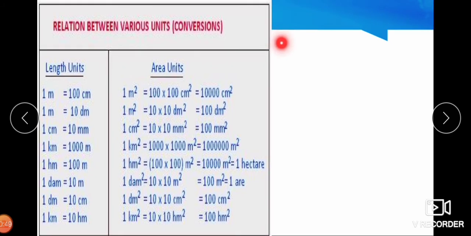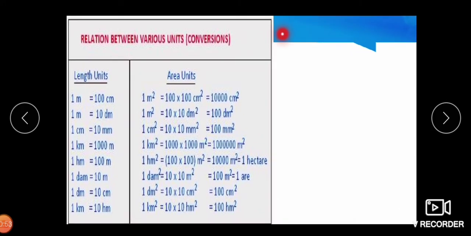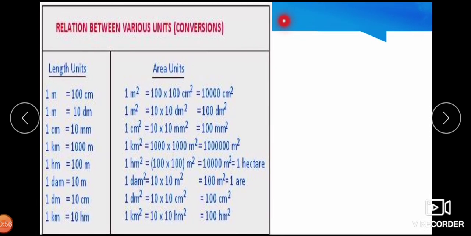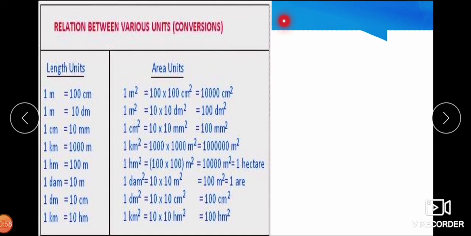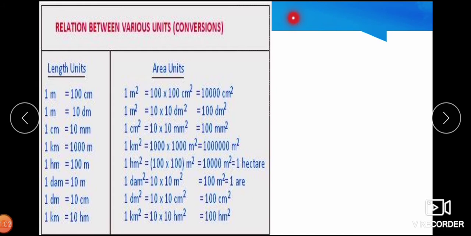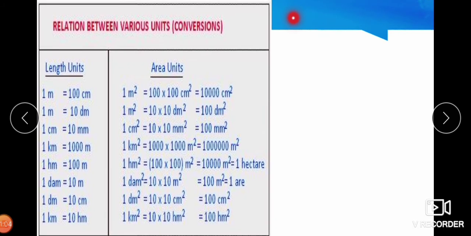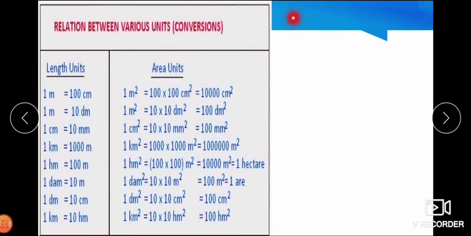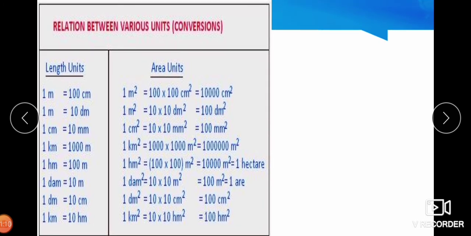Remember this chart for the relation between the various units. 1 meter is equal to 100 centimeter. 1 meter is equal to 10 decimeter. 1 centimeter is equal to 10 millimeter. 1 kilometer is equal to 1000 meter. Here basic conversions are given. And here conversions between the area units are given.